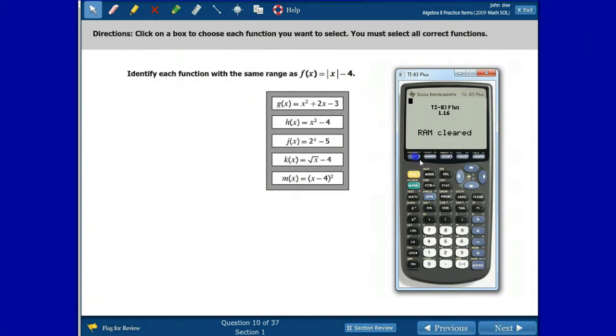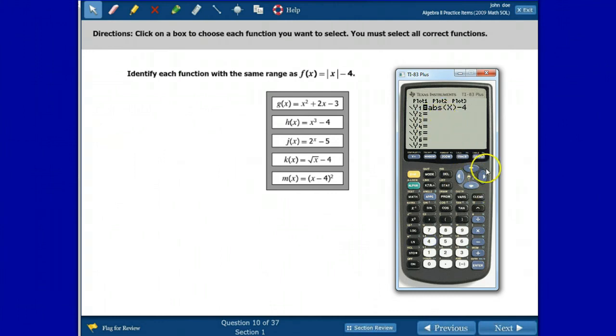Alright, so in the calculator, we're going to put in the absolute value. Now, I never remember where the absolute value is, so I always tell my kids hit second, catalog, and it's usually the first thing on the menu. I think it's somewhere in the math key, but I never remember. Alright, so look at that.